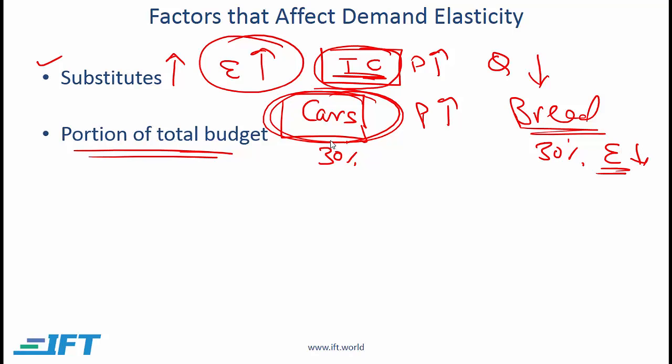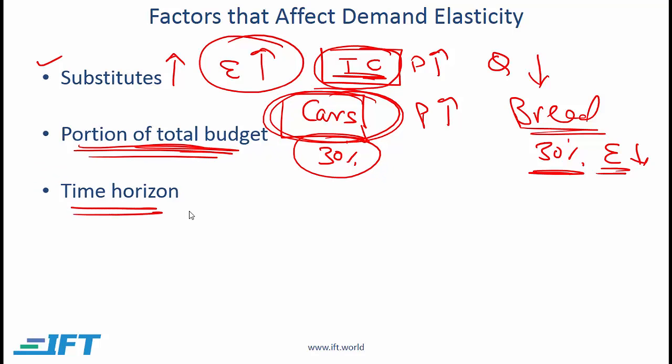On the other hand, the price of cars is obviously high relative to bread, and this represents a higher percentage of the budget for most people. So a 30% increase in the price of cars is going to have a much larger impact on the demand for cars relative to a 30% increase here in the price of bread. So the higher the portion of the total budget, the greater the elasticity.